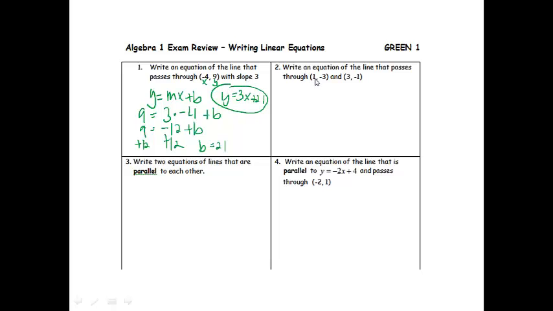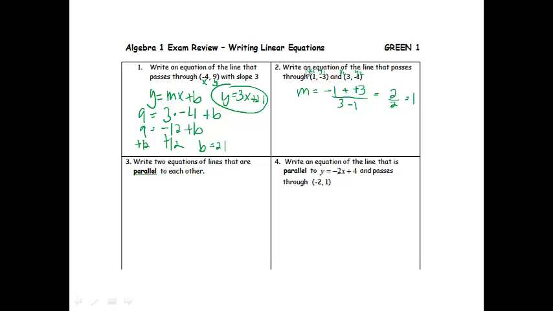Okay, number 2, write an equation of the line that passes through (1, -3) and (3, -1). Right, so we do eventually want to get y = mx + b, but I need m first, so I'm going to label x1, y1, x2, y2. I know to get the slope, I'll do y2 minus y1, so I'll have -1 minus -3, over x2 minus x1, so I'll have 3 minus 1. I will then get 2 over 2, which gives me 1.